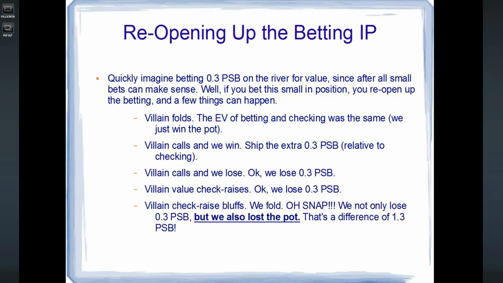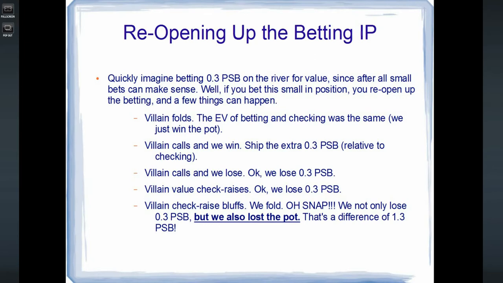The fifth option is villain check-raise bluffs and we fold. Oh snap, we not only lose 0.3 pot, but we also lose the pot we would have won if we checked. So that's a difference of 1.3 pot size bets. Really realize how significant this is. If you work out the math for whether you should make a really small river value bet in position, you're going to see that if your opponent can check-raise bluff almost ever, the small river value bet is not going to be very effective. It's so bad when you bet-fold and your opponent was bluffing. Because again, when we bet 0.3 pot, sometimes we're just going to lose because he calls.